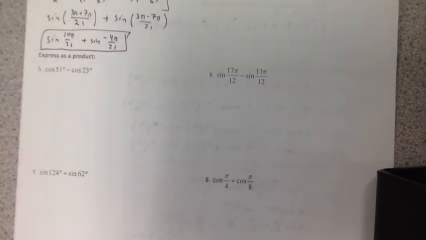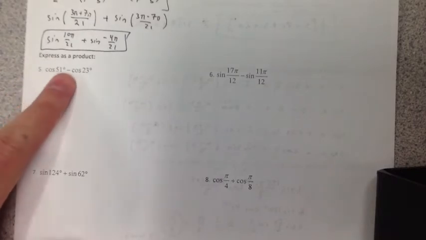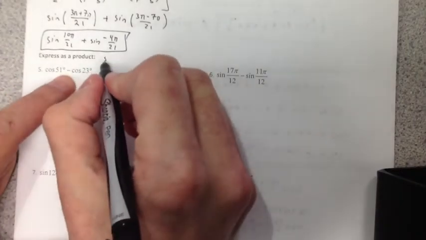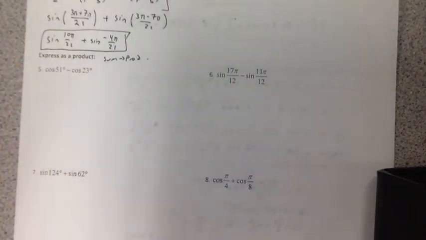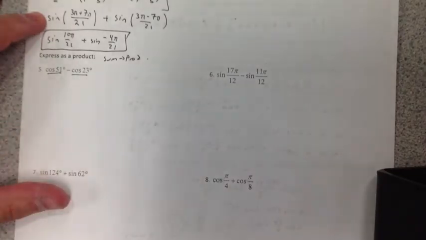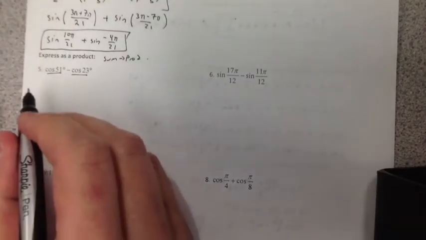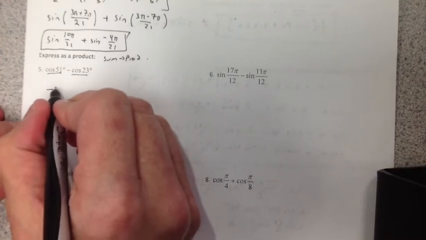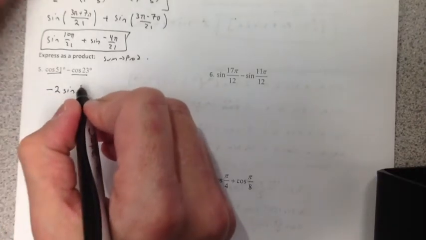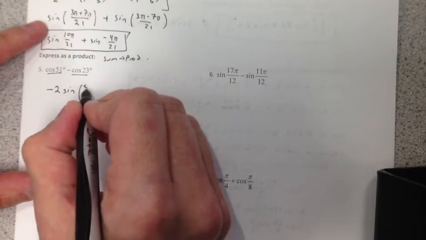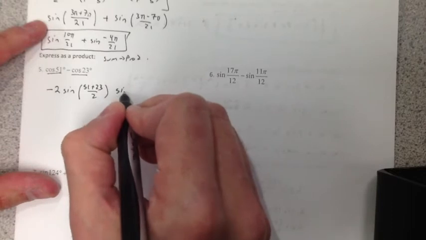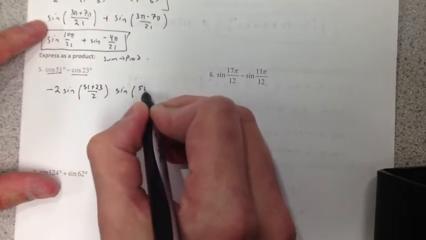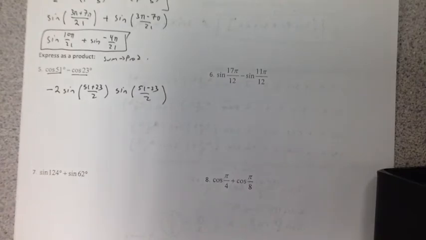Next four. Now we want to express these as a product. We're adding and subtracting here, so this is our sum to product rule, okay? Very simple to do. This is cosine 51 minus cosine of 23. My rule says to use negative 2 sine, and the first thing we're going to do is add them together, 51 plus 23 over 2, and the next one becomes the sine of subtracting them, 51 minus 23 over 2. And that's just our rule. You just got to know that rule right there, okay?